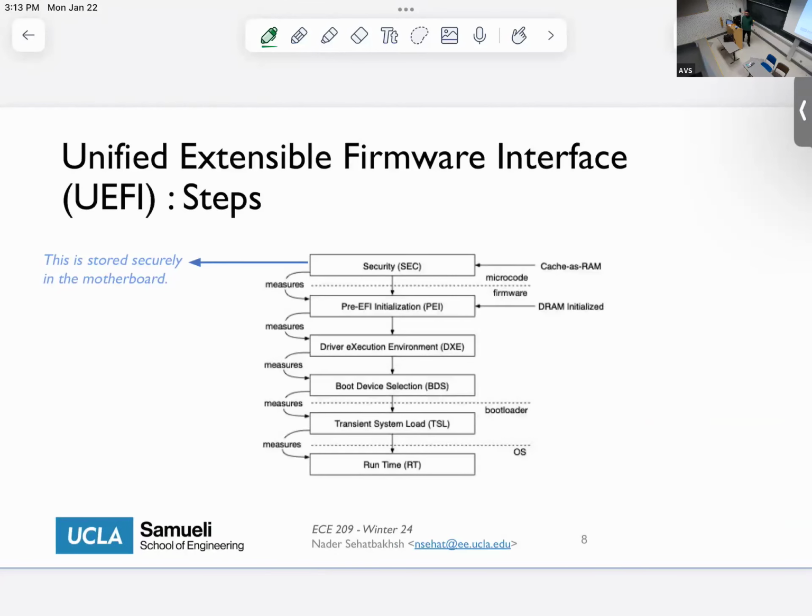This is actually part of one of the protocols that we use, the Unified Extensible Firmware Interface, or UEFI, that essentially starts at the top here. So this is like the security layer. The security layer measures, and when we say measure, you can think about it as computing a hash function of the code of the next section, and then comparing this hash with the hash that is already stored inside this security function.